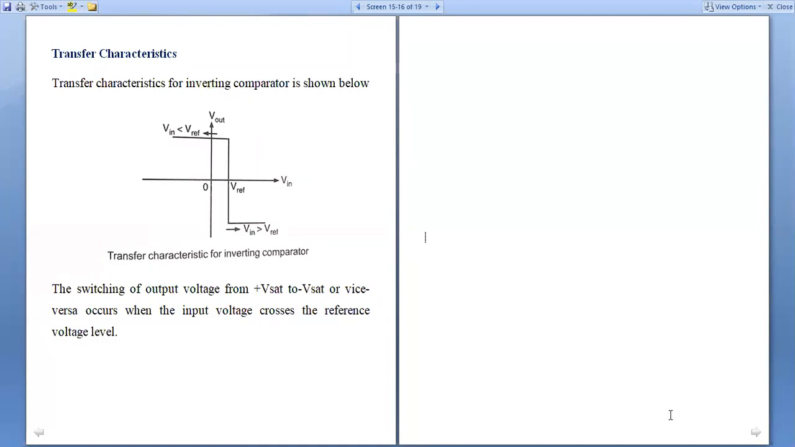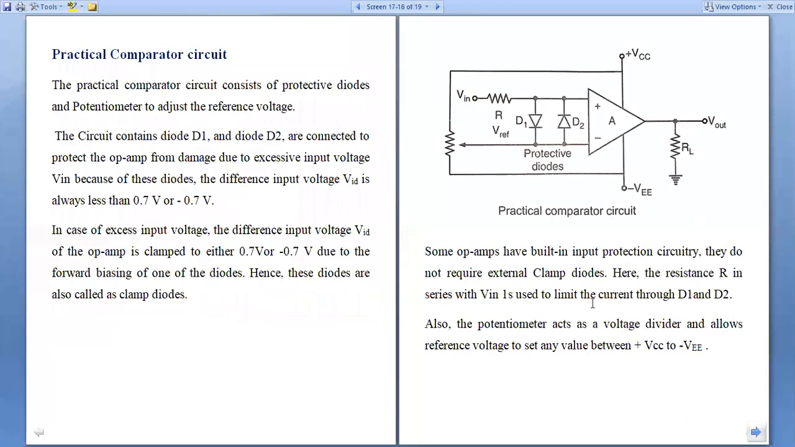So coming to the next discussion, the practical comparator. Now we explained the inverting type comparators and non-inverting type comparators. What we are saying is, a comparator is a device which compares the input voltage with the reference voltage, and it defines a particular saturation value while comparing the input voltage with the reference voltage. So let us see this practical comparator.